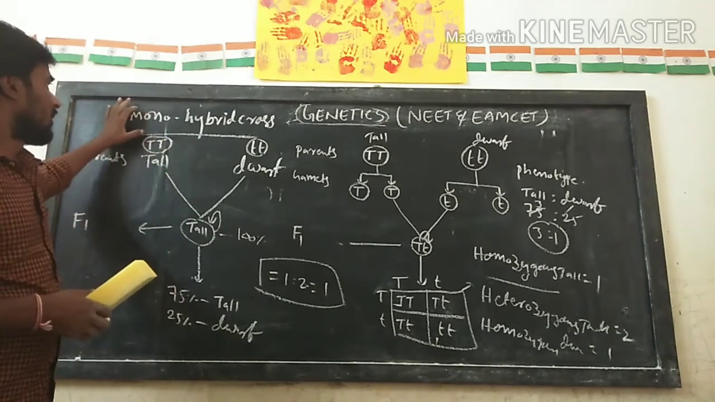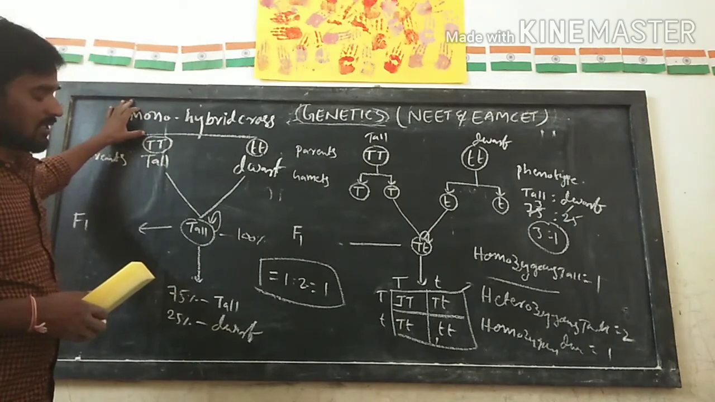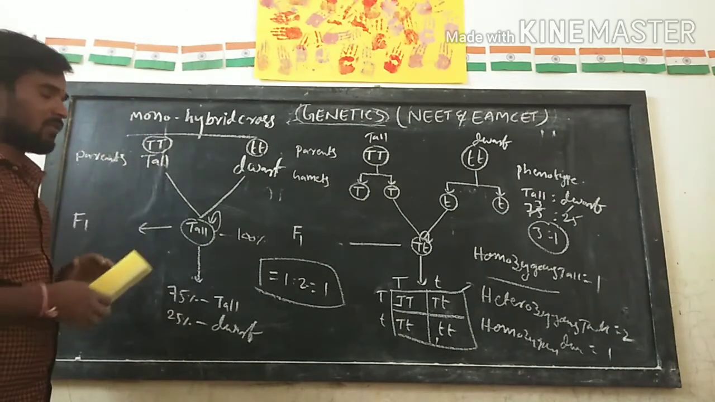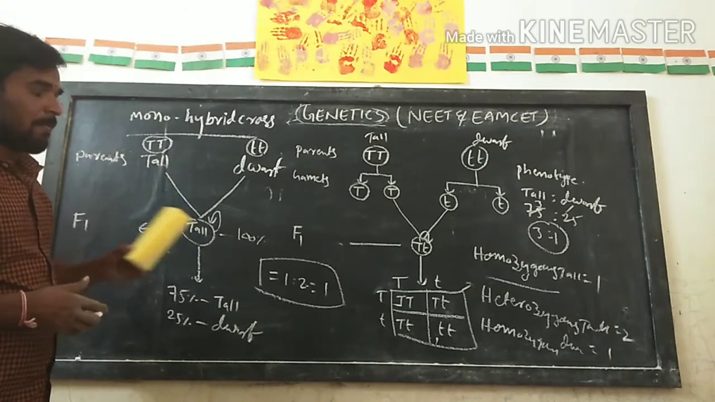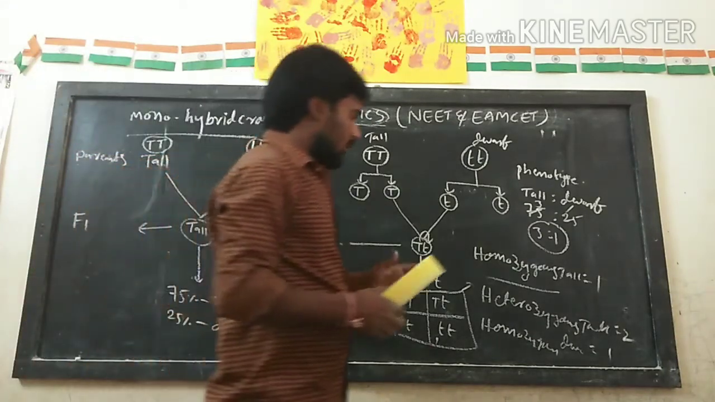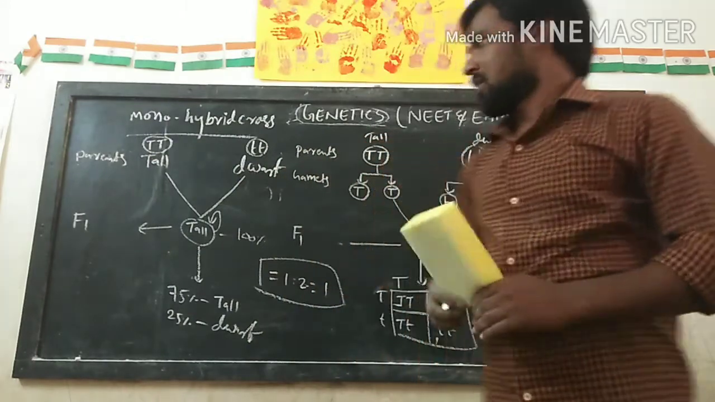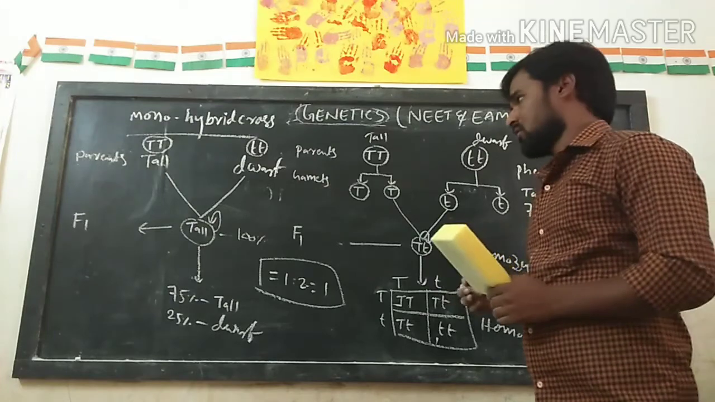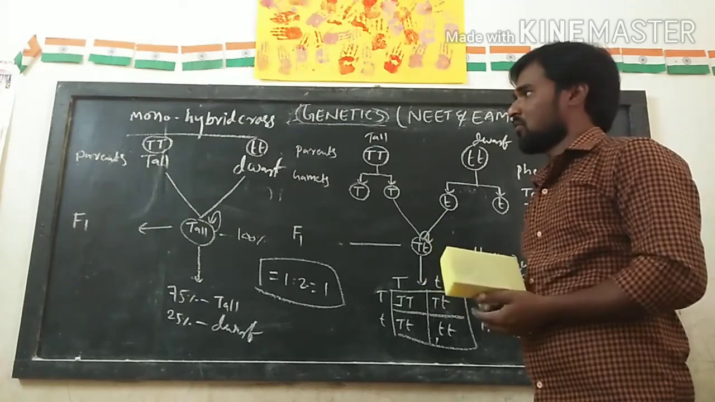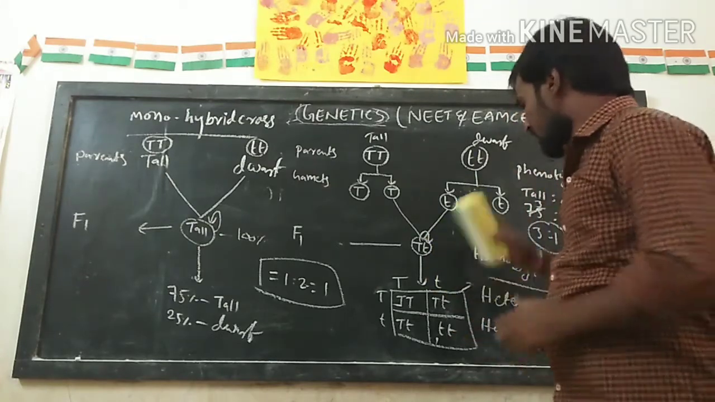So by using the monohybrid cross, we can explain the law of dominance easily. In the law of dominance or the monohybrid cross, for NEET and EAMCET purposes, they are asking some different types of questions. How are they asking the questions? See, simple.